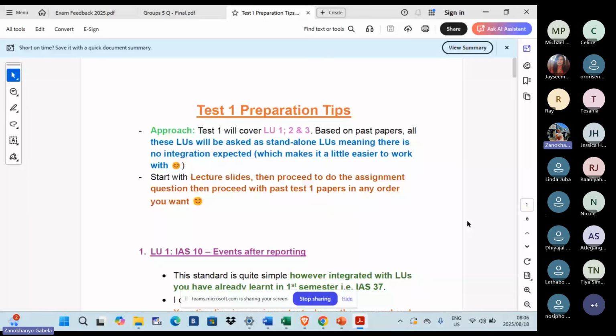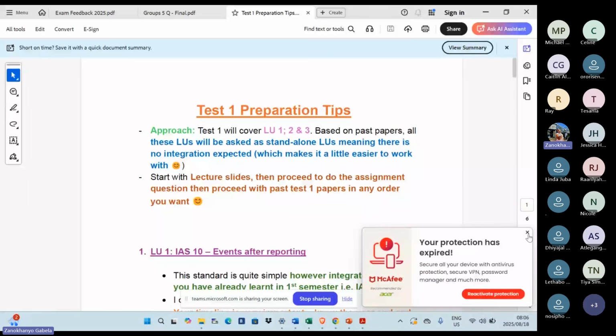So the approach for test one, obviously, is to cover three learning units: learning unit one, learning unit two, learning unit three. Learning unit one is IAS 10, that is events after reporting. Learning unit two is IFRS 15. Learning unit three is IAS 19, your employee benefits.